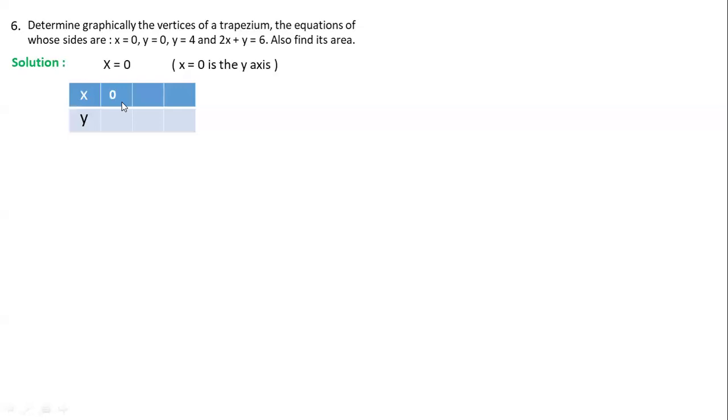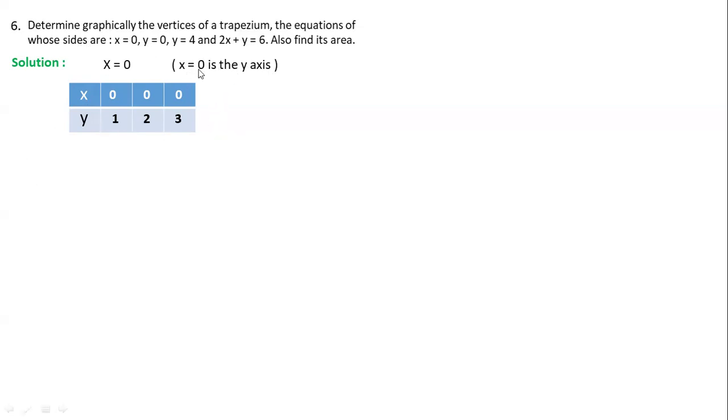So x is 0, 0, 0. The x value is fixed, it does not change. Now what we do is, the y value we take of our own choice. You can take anything. I take 1, 2, 3. Clear? So x is equal to 0 is nothing but the y-axis. This you should remember.